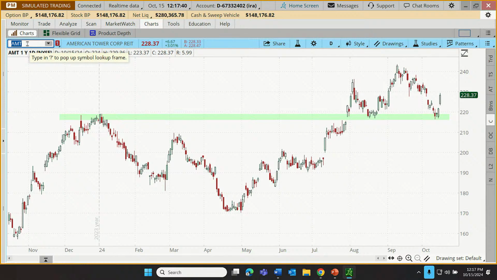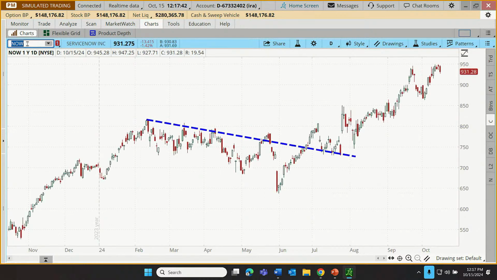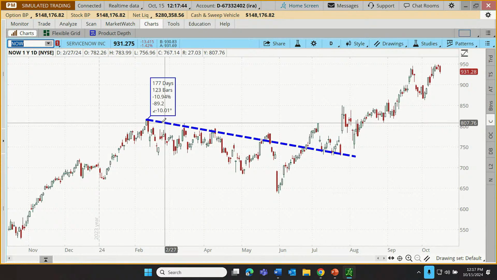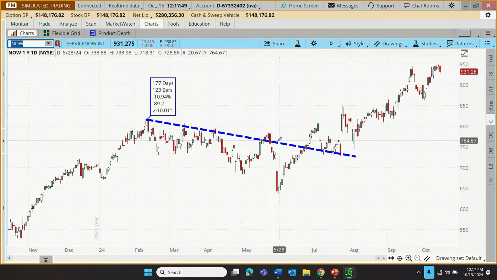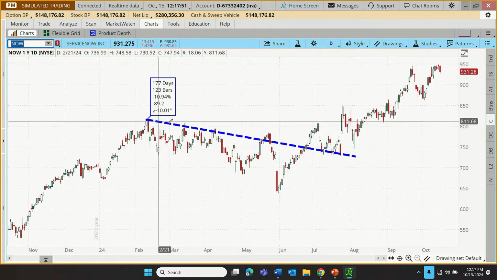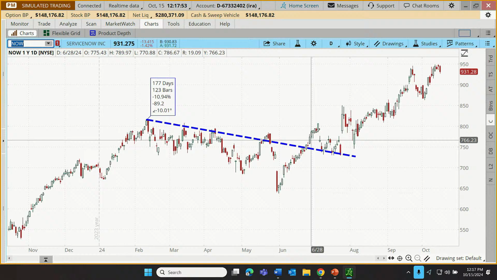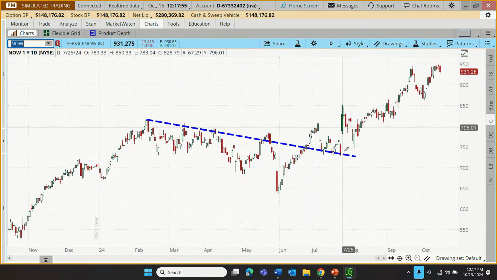So for example, if we look at NOW, this one is one that I'm going to come back to, but this one established a trend line downward. We need to talk about trend lines again. But that trend line was acting as a resistance. When we broke up through that, it acted as a new support.